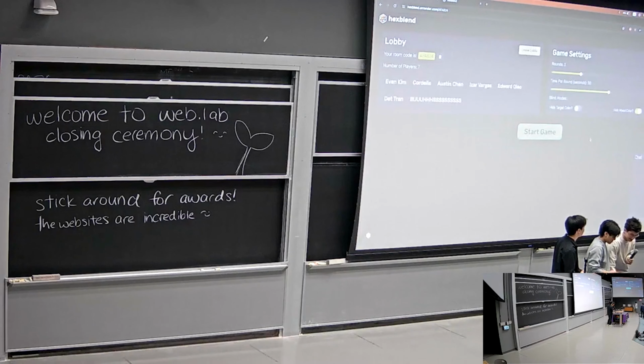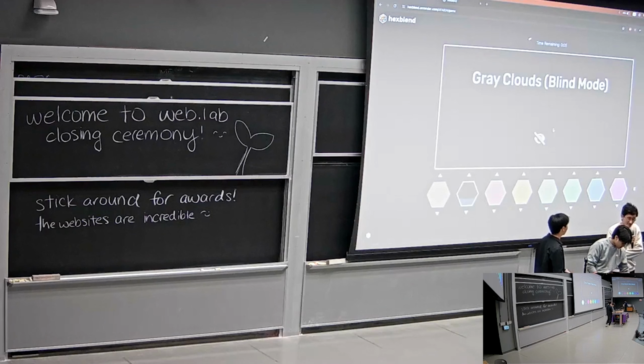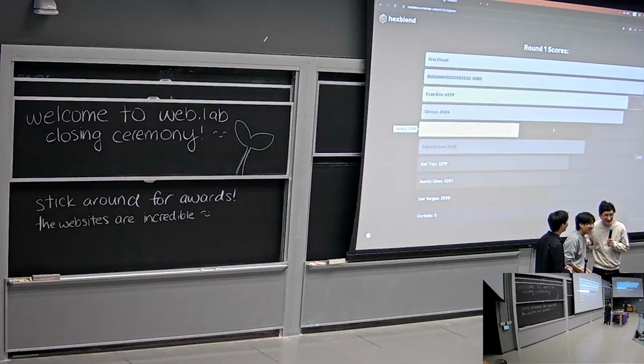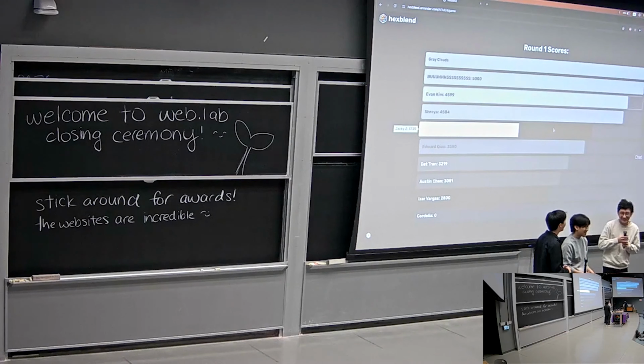Now, let's also try double blind mode here. This is an extra twist where not only can you not see your own color, you're also unable to see the top color. You're only given the name of the color, and then you have to guess what it would correspond to. Our teammate Evan here is colorblind. He's a really big fan of this mode.